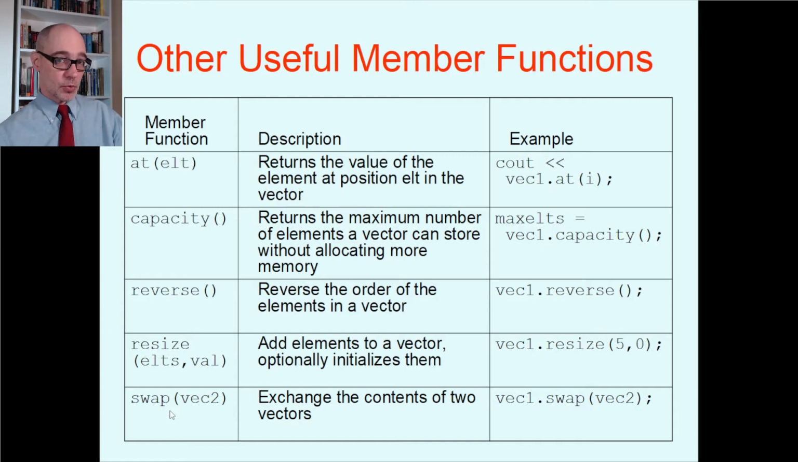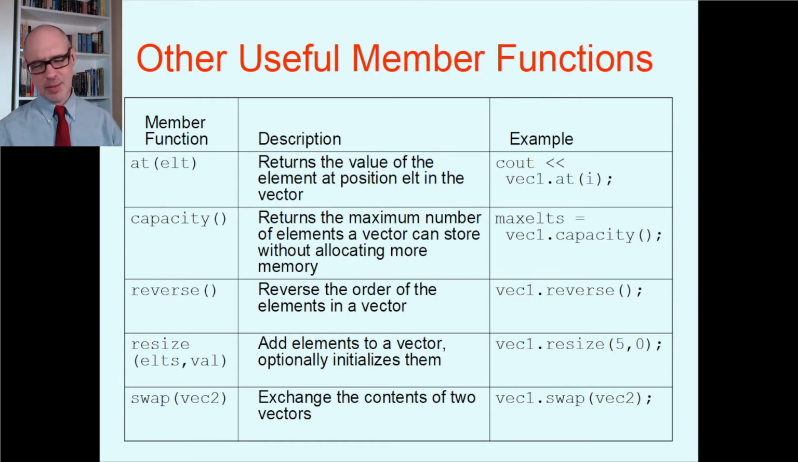There's a function called swap. So presumably you've got two vectors, and you're actually just going to swap the contents of both vectors entirely. So in this example here, you'd have to have two vectors, one called vec1 and one called vec2, and you'd call vec1, that's the object, dot swap, that's the function, pass in the other vector, and that actually automatically just swaps the contents of both vectors.